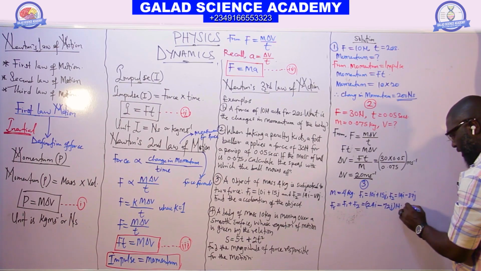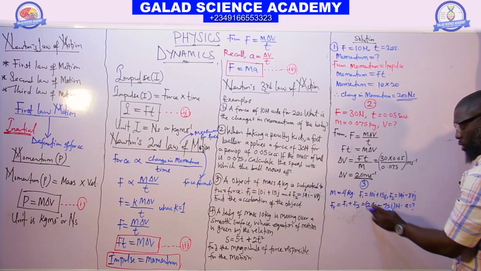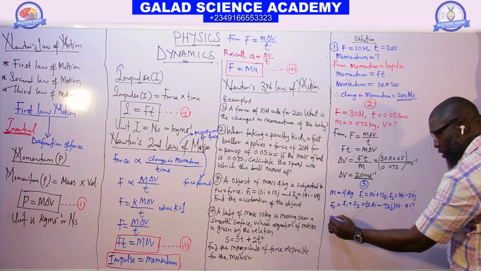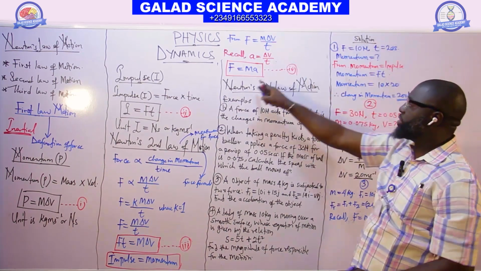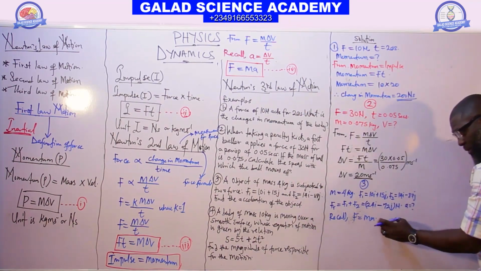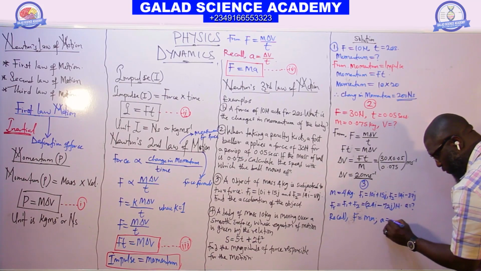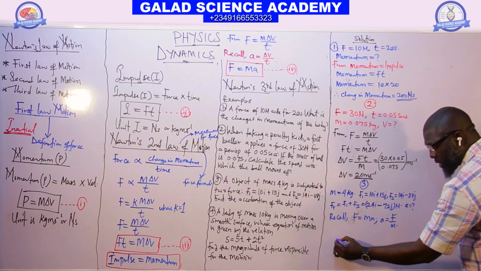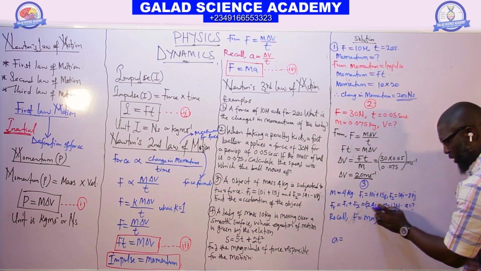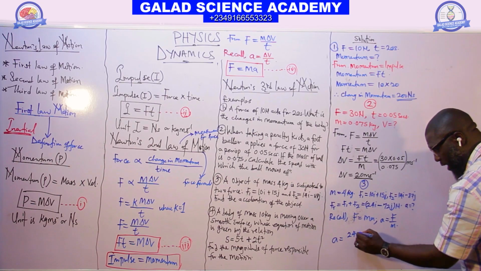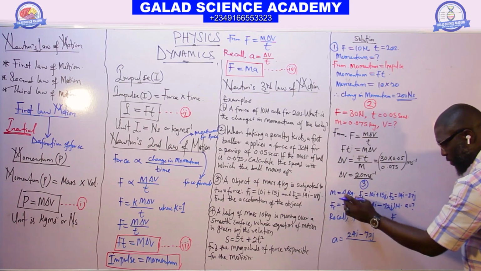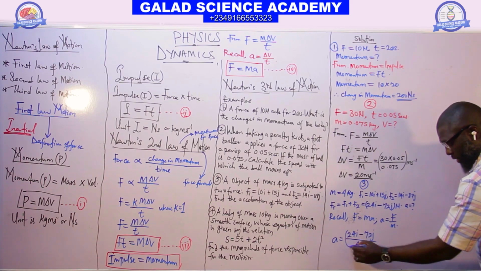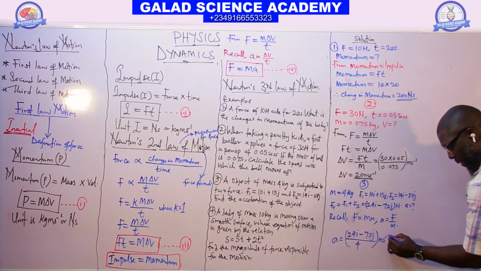We are asked to find the acceleration. The acceleration A is unknown. From this expression, we know that force is M times A. We have it here, and we are looking for A. So from this expression, our A will now be force over mass. What is the force now here? We have 24i minus 72j, everything over 4 given here. So it will be in meters per second squared.